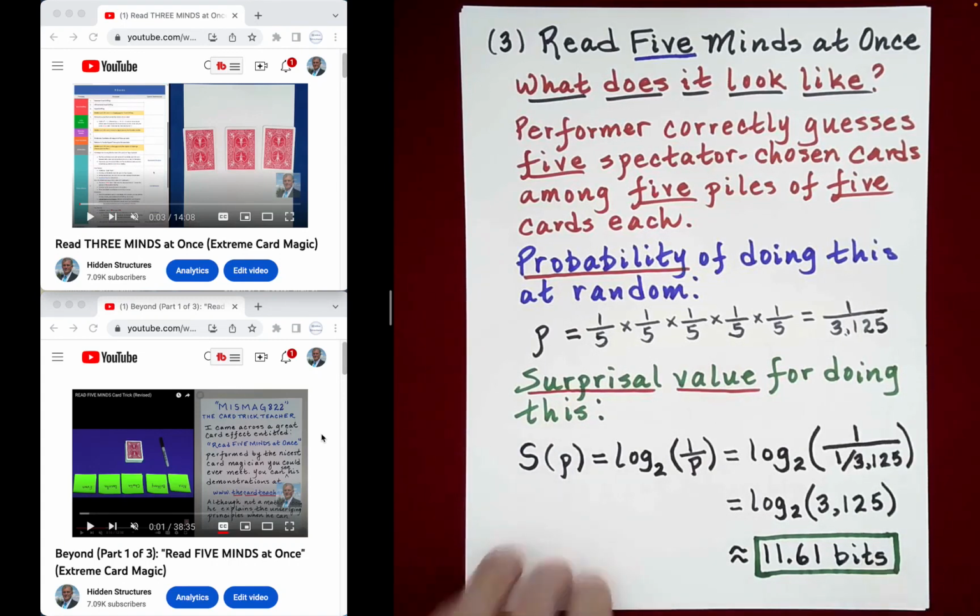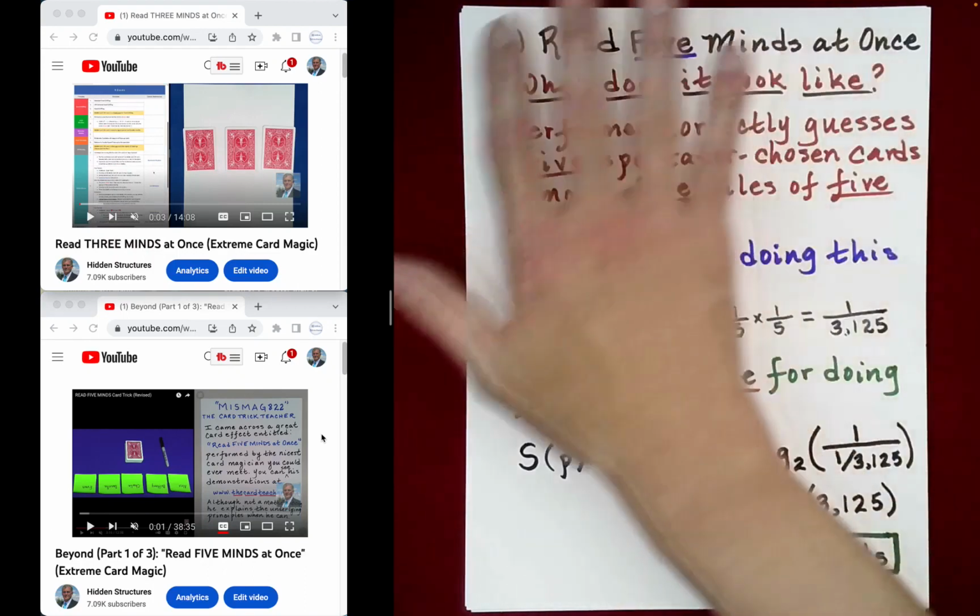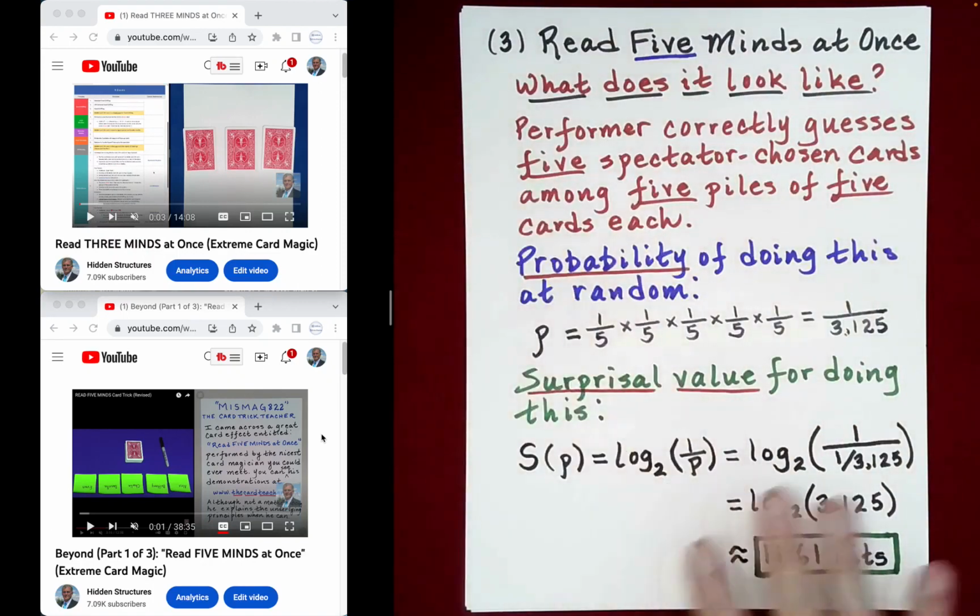12 bits of surprisal. Now, fairly recently, I performed this exact routine for one of my math classes, and I wish all of you were there to see and hear their reactions when I went through and nailed every single selection from each of those 5 piles. In fact, I remember hearing at least 2 gasps, like, what the heck? And of course, it was followed with, you've got to show us how that was done.